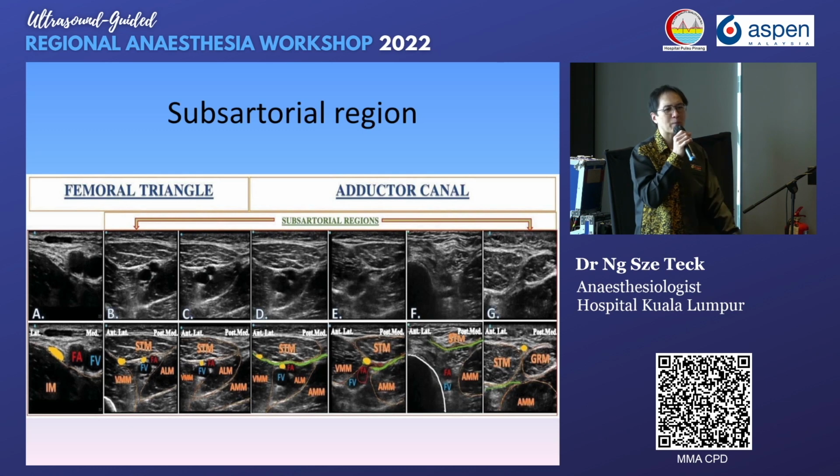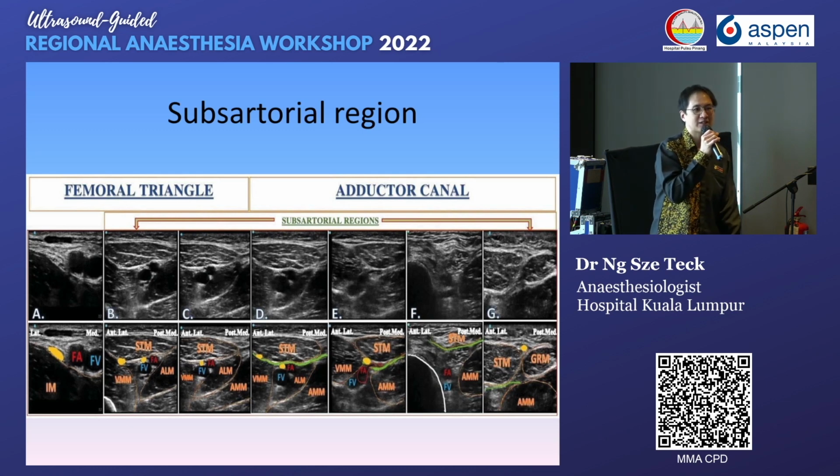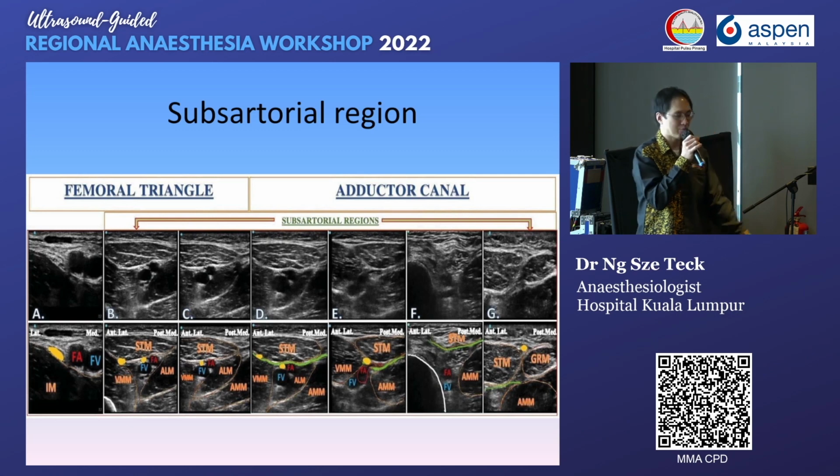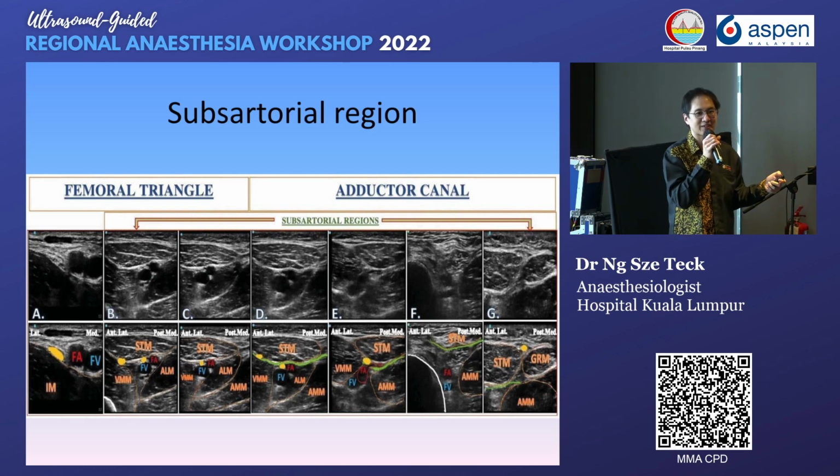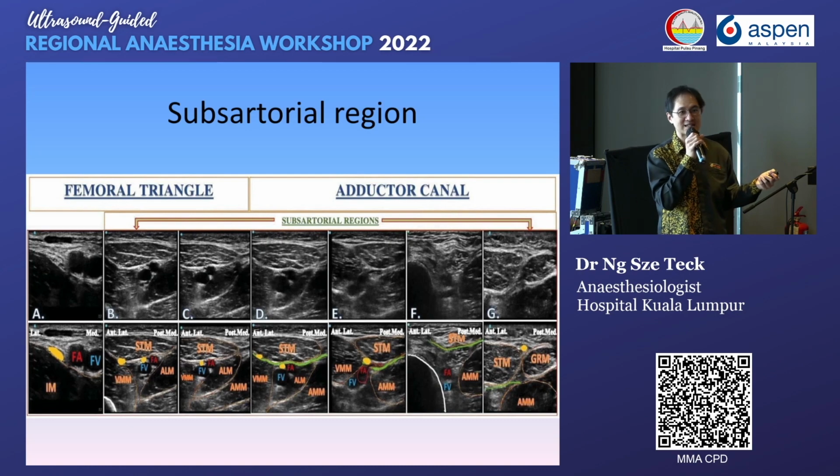So why are some people so particular? Because they argue that below the femoral triangle, there's only the saphenous nerve. Above this, inside the femoral triangle, there are other nerves that you would block that also contribute to the knee joint, like the nerve to vastus medialis, for example.